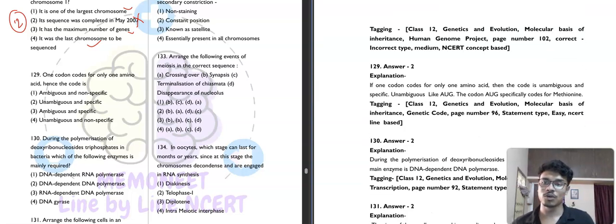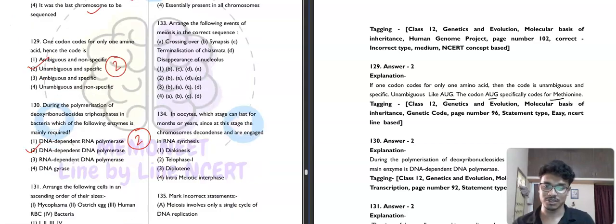Then question number 129. It is saying that one codon codes for only one amino acid, hence the code is called ambiguous and non-specific. No, unambiguous and specific. So second option will be your correct answer. Like the codon AUG especially codes for methionine. During the polymerization of deoxyribonucleoside triphosphates in bacteria, which enzyme is mainly required? The enzyme mainly required is DNA dependent DNA polymerase. So second option will be your correct answer.